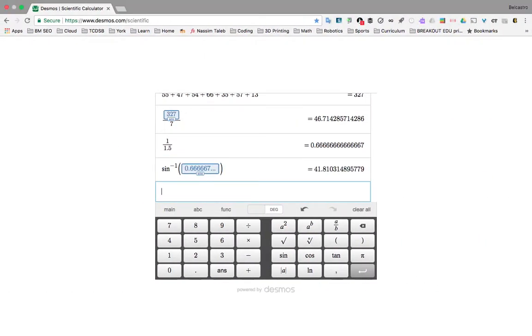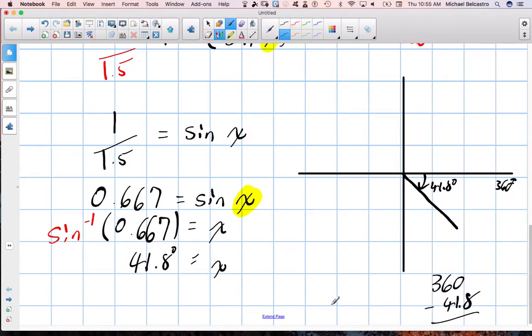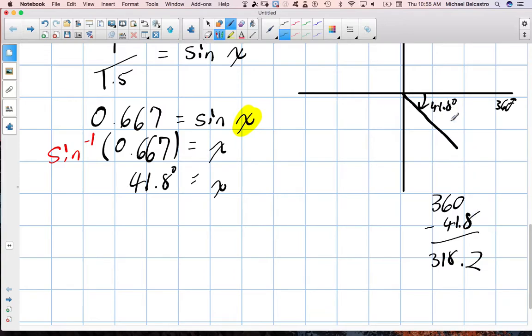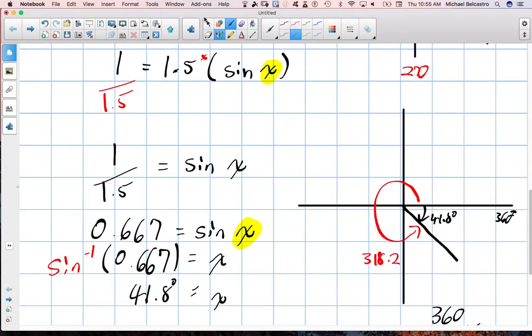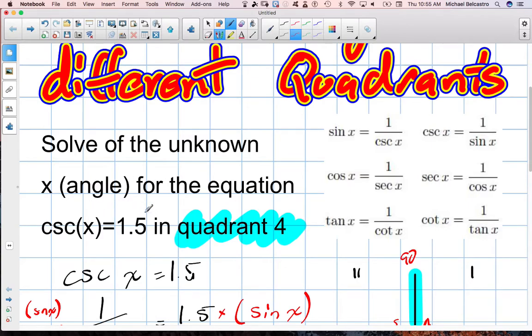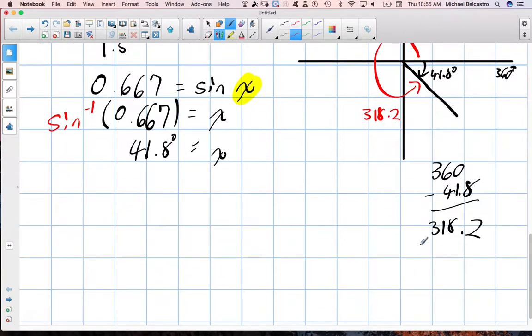We'll go over to our scientific calculator again. 360 minus 41.8. There we go. 318.2. So this would be 318 degrees from where we would start all the way around here. This would be 318.2 degrees. Don't worry about what I said on the CAST system and having negative answers. That had to do with working with triangles and trig. We actually only wanted, I believe it said, the angle. I'm going to reread this question. Solve for the unknown angle. Yeah, the angle that takes us into quadrant 4 would be 318. There we go.